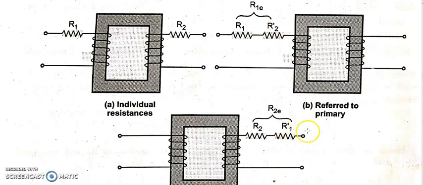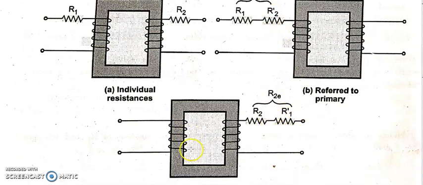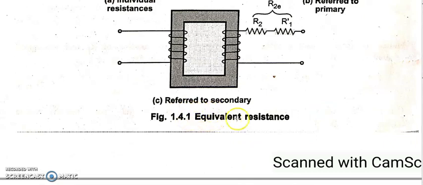See, everything remains the same. Whatever suffix is there, the same suffix is carried over. Just to remember this. You should also remember this for the equivalent resistance when referred to secondary.